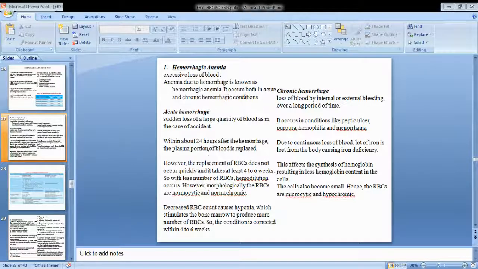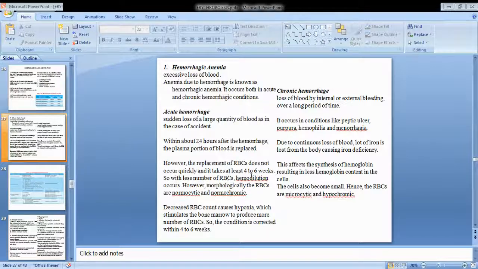So within 24 hours there should be a proper blood transfusion and the blood should be replaced. The replacement of RBC does not occur quickly. It takes at least 4 to 6 weeks. So with less number of RBC, hemodilution.